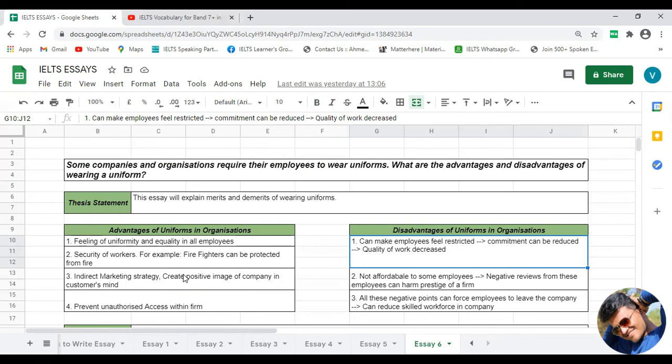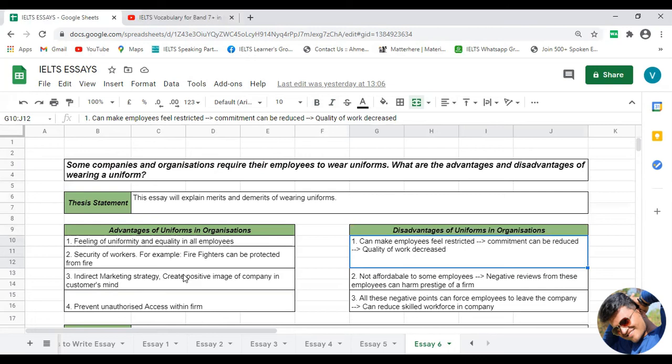And if the quality of work is reduced, it will not be good for the organization from the perspective of work output, from the perspective of quantum of work, from the perspective of quality of work, and eventually their image within the market will decrease. So these are the disadvantages of having a rigid policy for employees to wear a uniform.